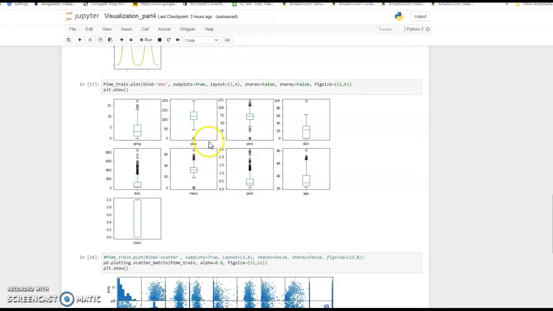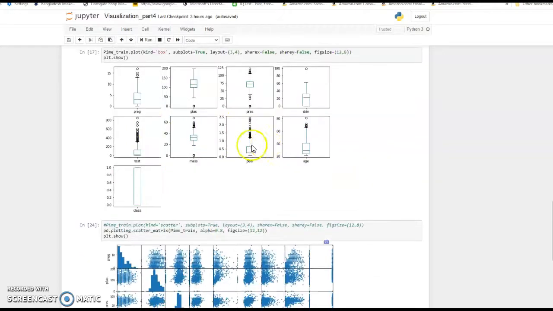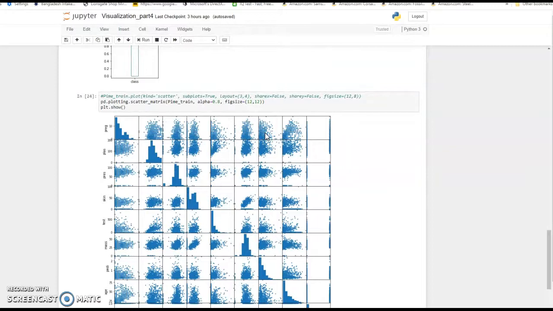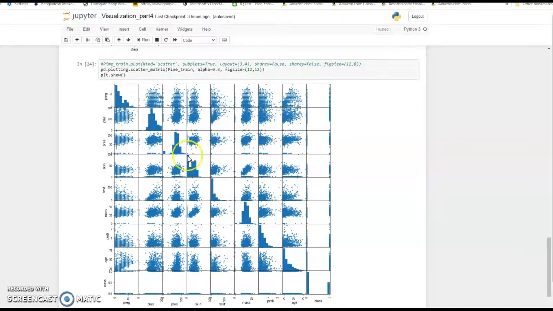And then we're going to plot all the variables in box plots, and you can see that the test data, the mass data, and the pedi data got many more outliers than the other variables. So these got so much noise in the data. Finally, we're going to plot pairwise each of the variables in scatter plots, and we can see all the scatter plots here.